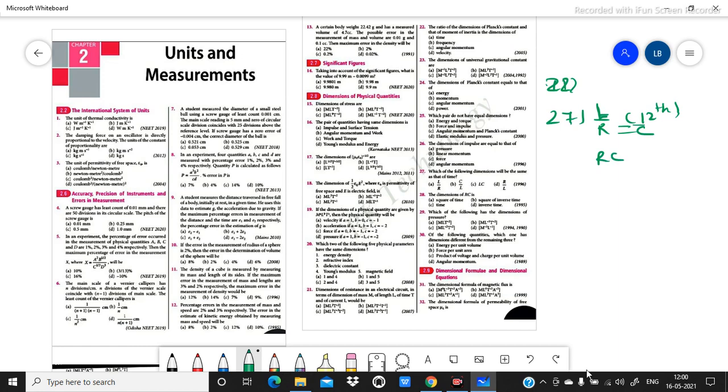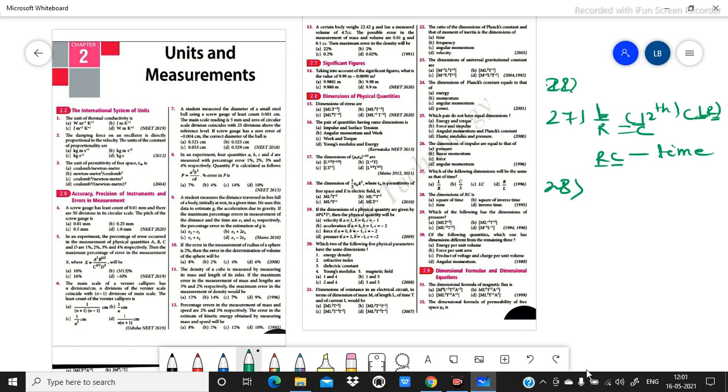Again a question will come here or on the very next slide. The dimension of RC, again it is an RC circuit, is nothing but time. So L by R is time in an LR circuit, RC in an RC circuit. You will be studying what an LR circuit is and what an RC circuit is. L means inductor, R means resistor, C means capacitor. They are in series: resistor and capacitor in series, inductor and resistor in series. You will be studying this in 12th. If you are in 12th, then you know that L by R is tau, the time constant, and RC is also a time constant.